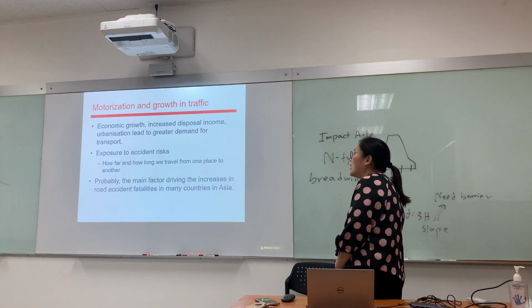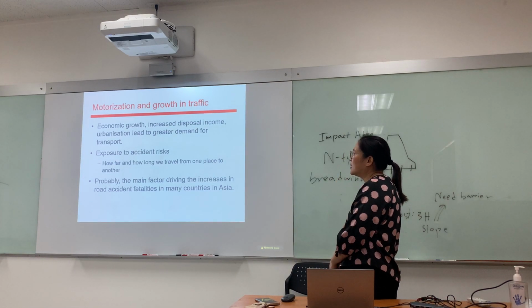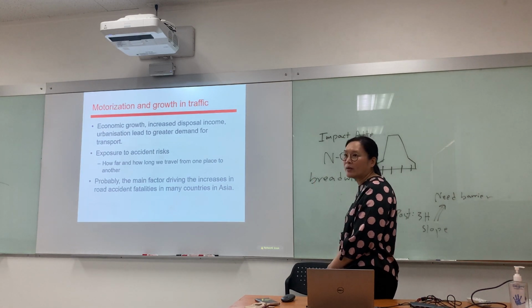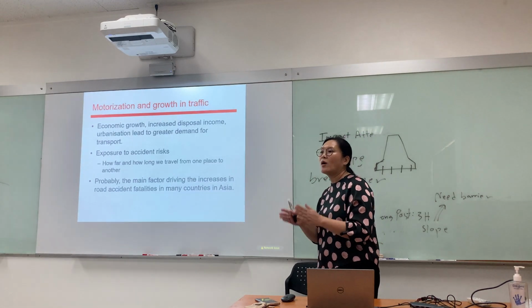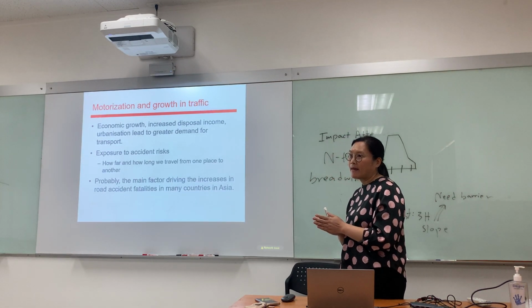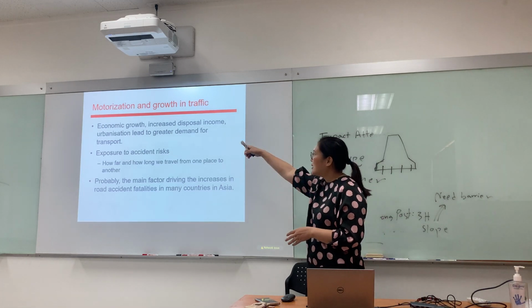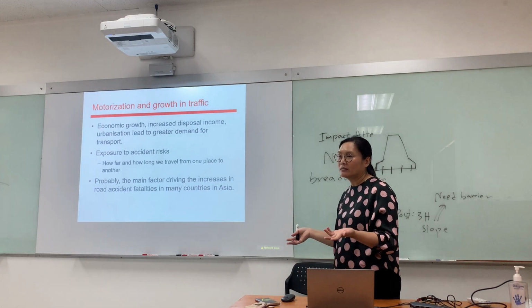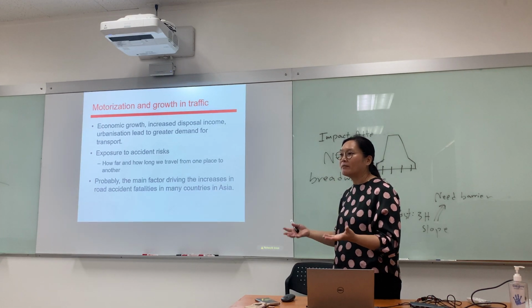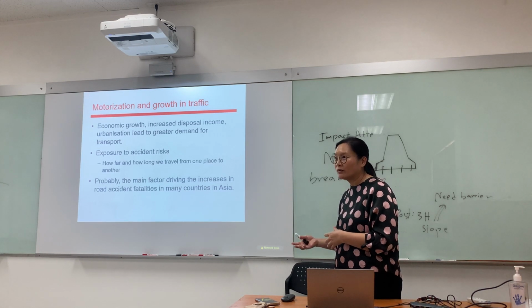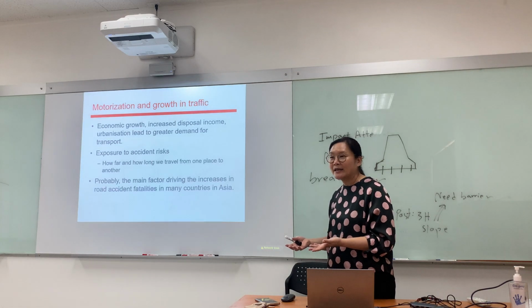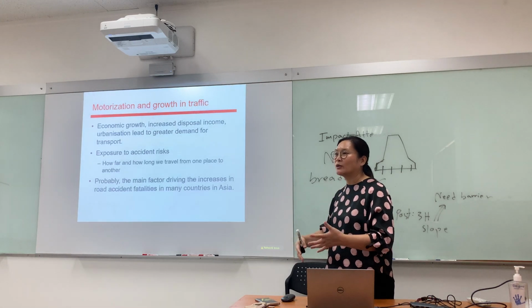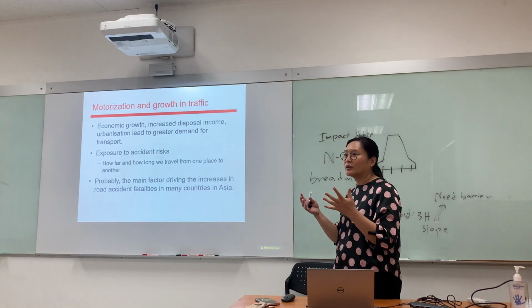So why do we have a lot of traffic death? Because we have motorization and growth in the traffic. More traffic, more accidents, more chance of accident. And why? It starts from the economic growth. What happened with economic growth? People have a job. People have work to do. People have more money, higher income. This is what you expect to see, right? You want people in your country to have a good job and a good income.